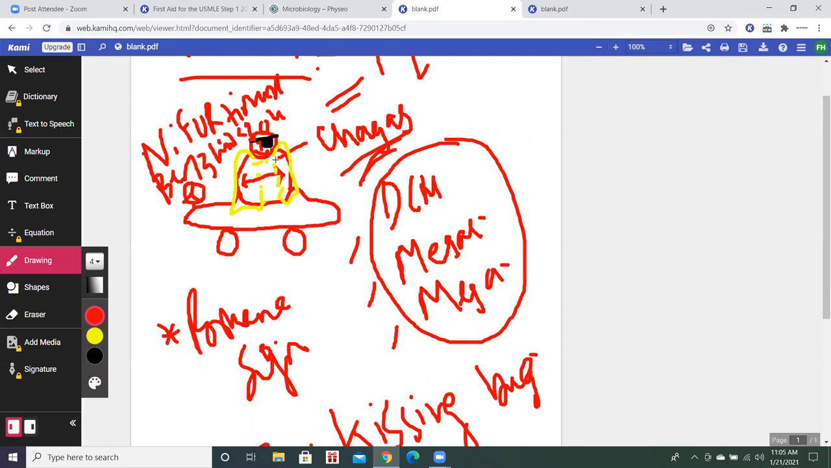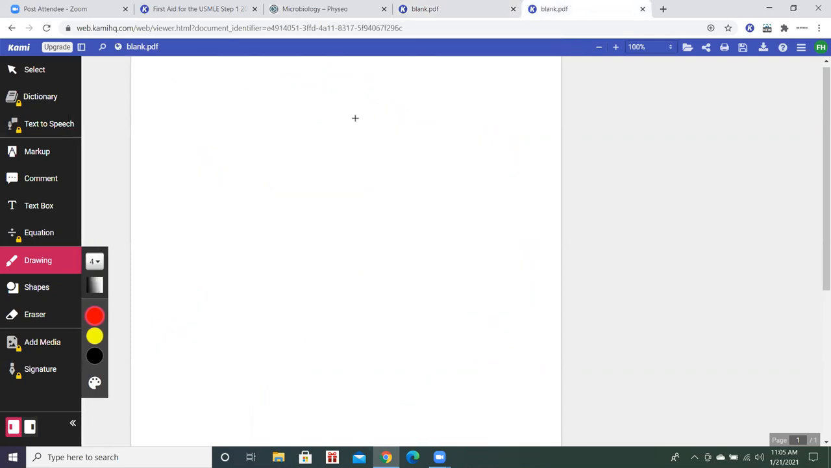So the yellow part over here is this guy Chagas. He's wearing a fur coat for Nifurtimox. Okay, Nifurtimox. Okay, next one.